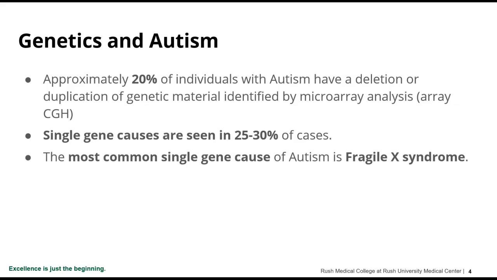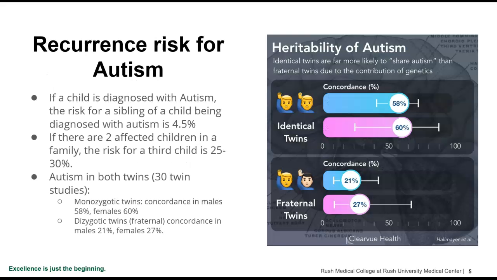The most common single gene cause of autism is Fragile X syndrome. So when you see autism, think about Fragile X. Now let's just talk about recurrence risk, and this is just all comers. Once we've identified a specific cause, we can give better recurrence risk assessments. But if a child is diagnosed with autism, the risk of a sibling also being diagnosed with autism is approximately 4.5%. If there are 2 children in the family with autism, then the risk jumps to 25 to 30%.